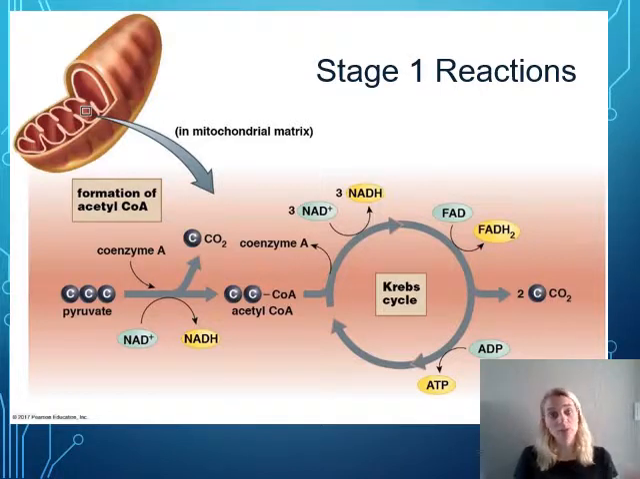pyruvate, which was produced in the cytoplasm, diffuses into the mitochondria. It's converted to acetyl-CoA. We get rid of some CO2. We collect some electrons in our NADH. The acetyl-CoA moves into these series of Krebs cycle reactions. We produce more NADH, FADH2. We give off more carbon dioxide as waste product, and we have our ATP.